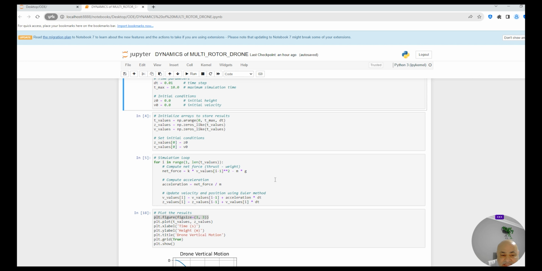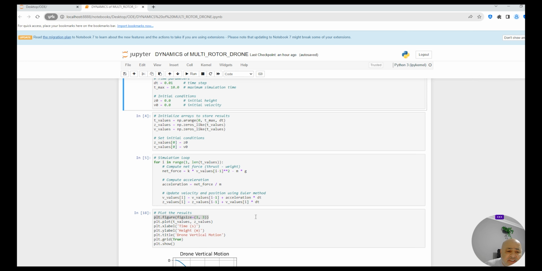Then I went and updated the velocity and position using the Euler method, which is given as v_values[i] equals v_values[i minus 1] plus acceleration times the time sample. And also for the z value, it's z_values[i] equals z_values[i minus 1] plus v_values[i] multiplied by the time sample.